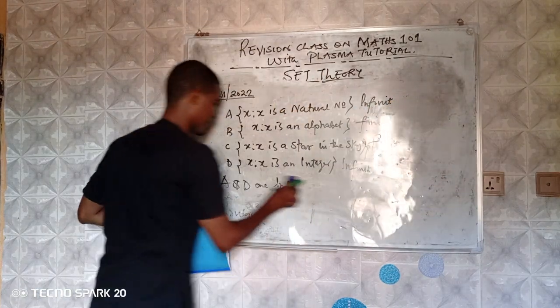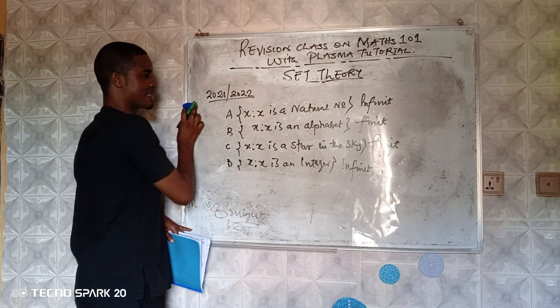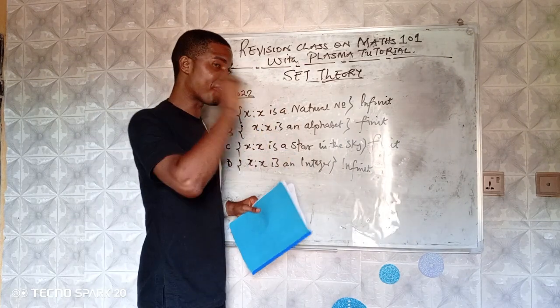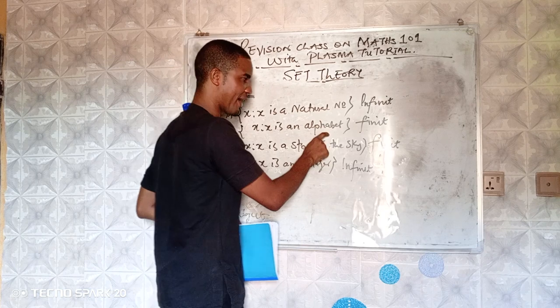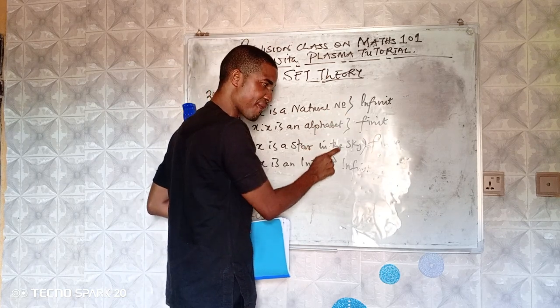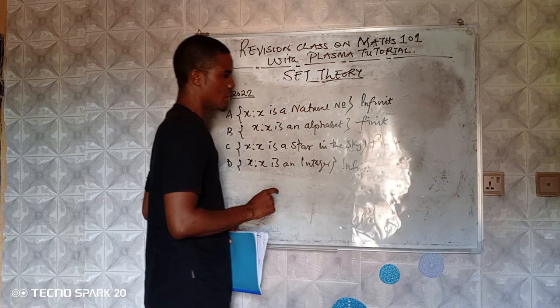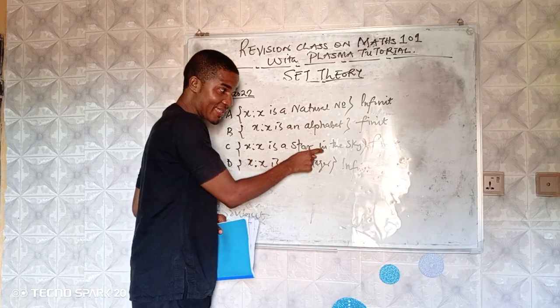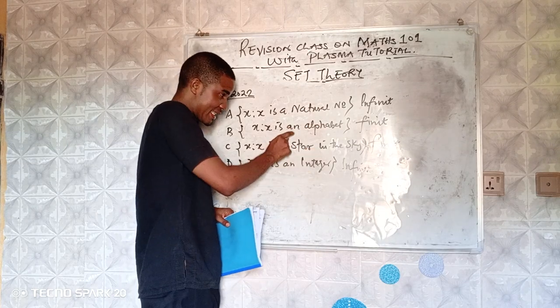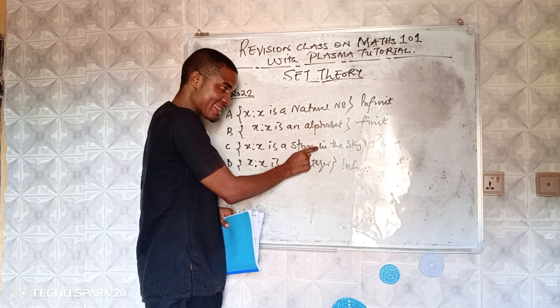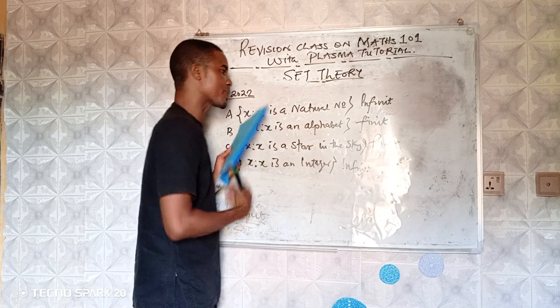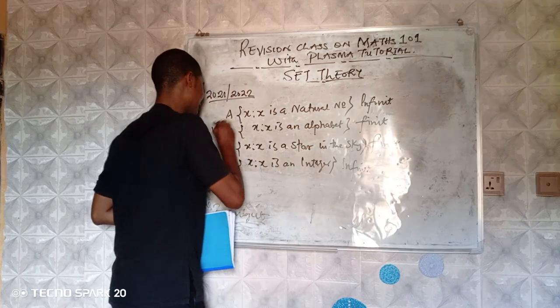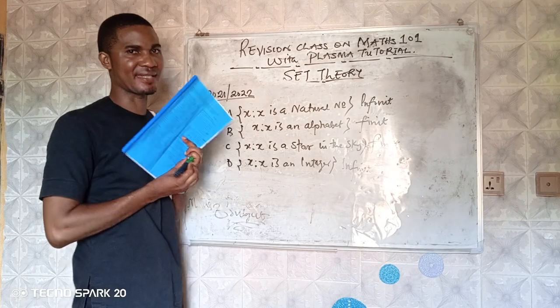Sorry, I just read the question now. Now, let's take our answer. Since it is OBJ, we are looking for finite sets. This is a finite set. This is also a finite set based on what we have said. But you know, this is more finite than this. This is more agreed to be finite than this. So in this option, I will go with option B. Option B is the finite set.